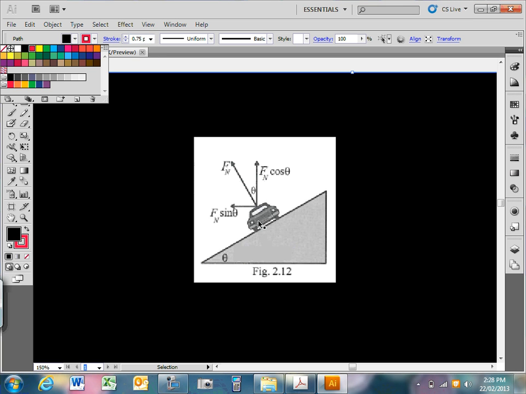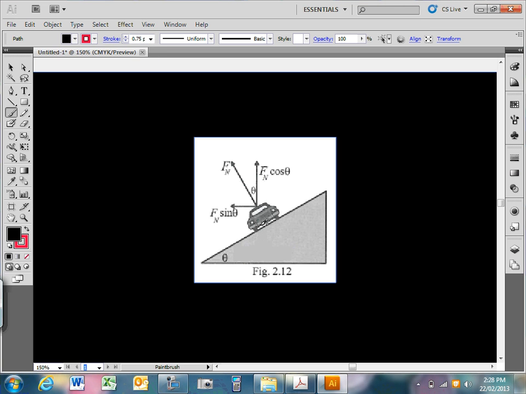Yeah, there's gravity. Oops. There's gravity, kind of about the same length as Fn cos theta. What is the other force that's acting on this car at the moment? It's this one, isn't it? It's Fn.